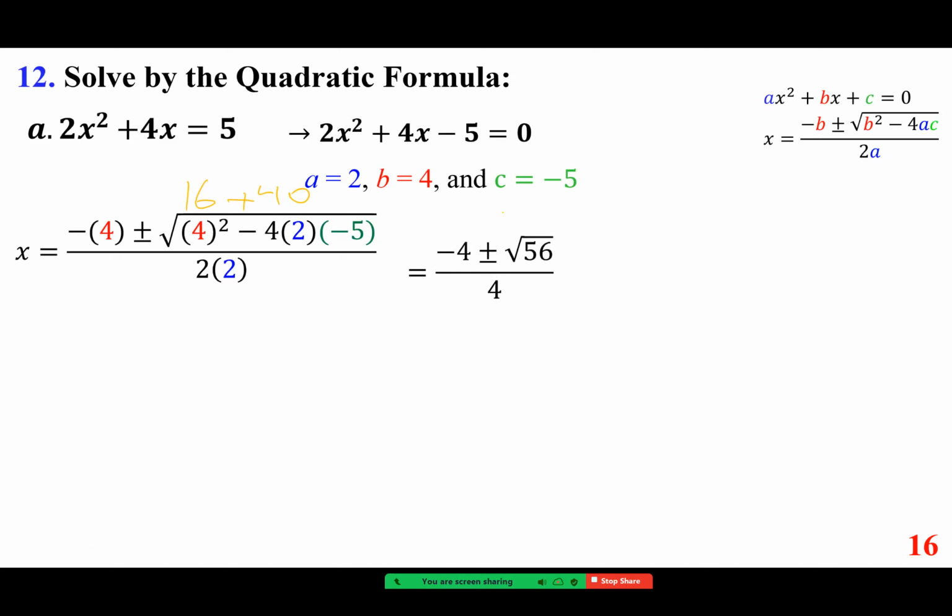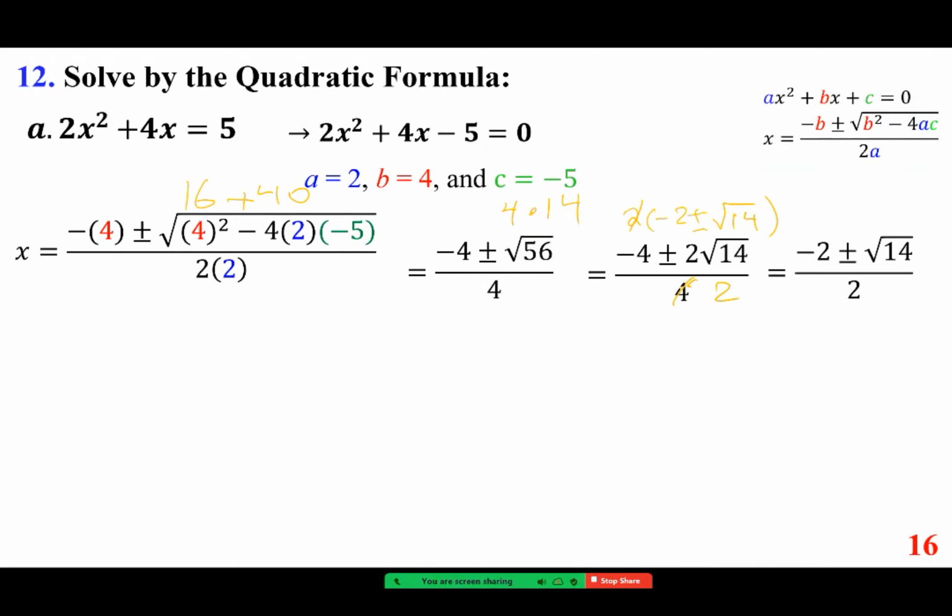This one I can take the 4, because it is a perfect square. Times 14, 4 comes out as 2. And now I can factor the 2 from the top: negative 2 plus minus the square root of 14. So this cancels out. This one gives us 2. And here's your final answer.